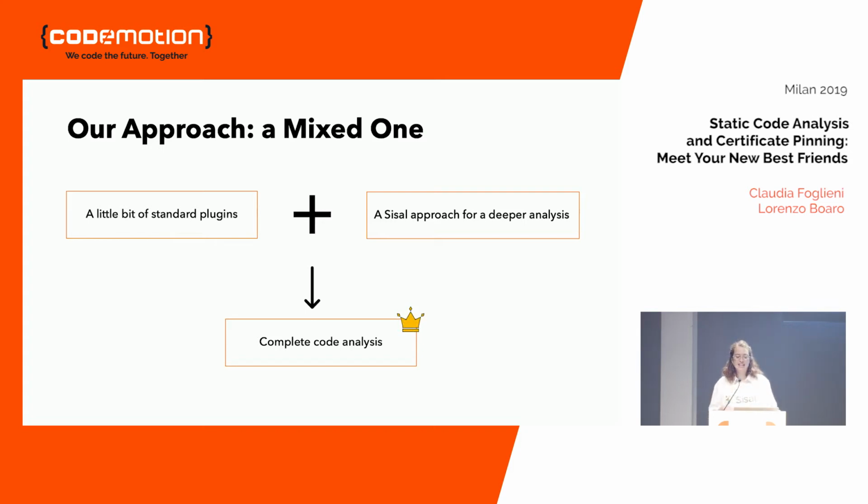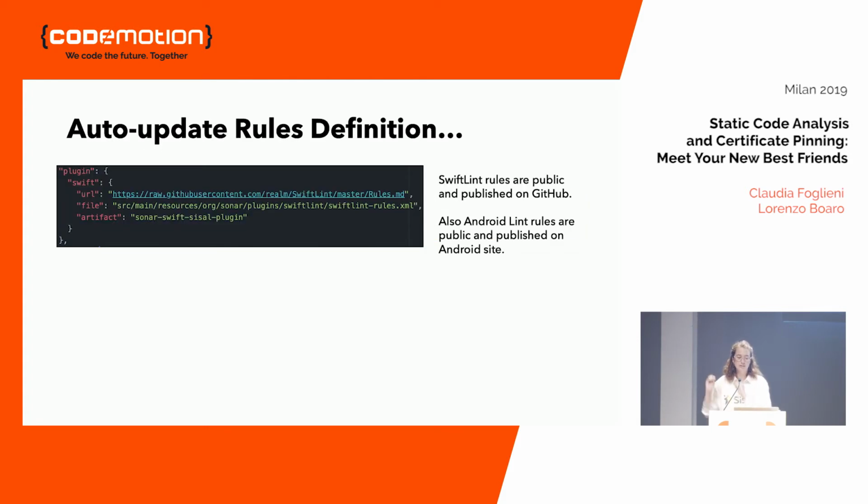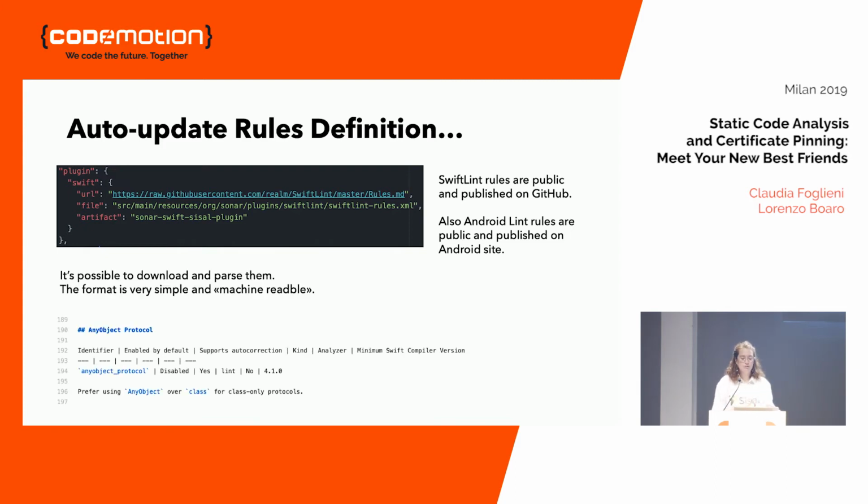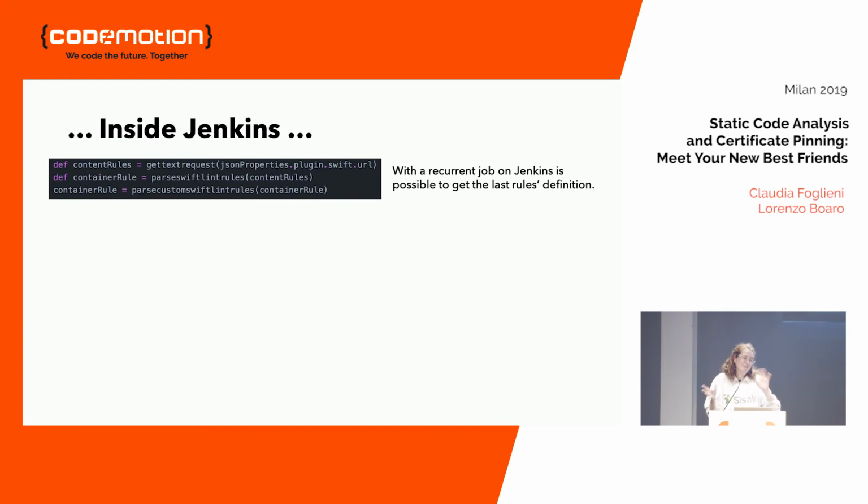We have chosen at Sisal a mixed solution, using the standard plugins as much as possible and resorting to a custom plugin only if the definition of the rules is not updated frequently. Our custom plugins are dedicated to defining specific rules for Android and iOS. Both platforms have a public page where they define the rules of Swift lint and Android lint. This page can be easily analyzed automatically by Jenkins with some regex. In this case, you can extract the list of all the rules at any time.